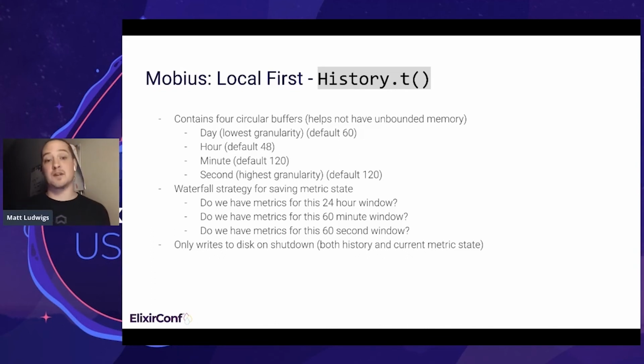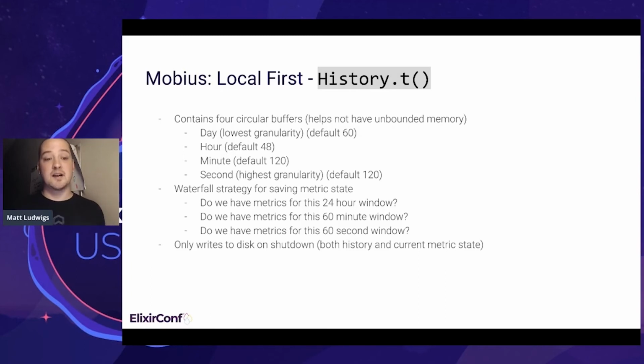However, all this is configurable. So if you want less memory usage, you just pull down the amount of slots for each bucket, or you can crank it up if you want more granularity. So the amount of space you have, you can configure the granularity through the size of these 4 buckets here. And we use a waterfall strategy.